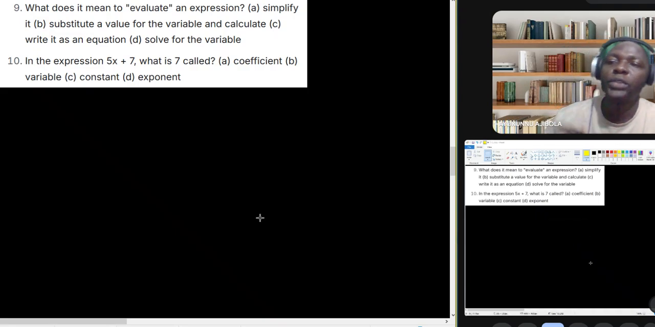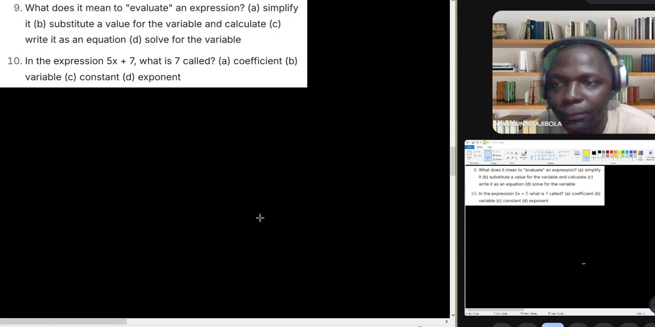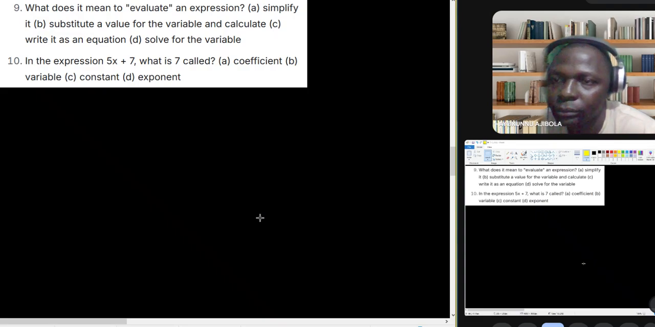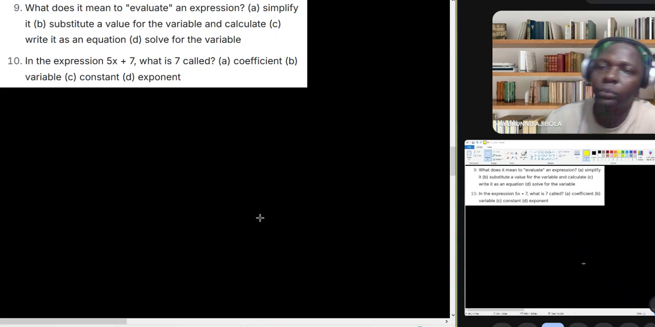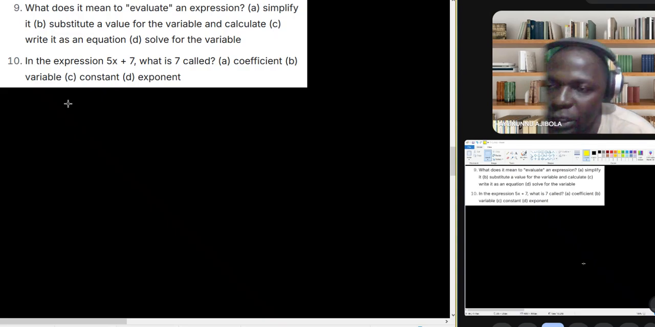The first one says, what does it mean to evaluate an expression? Read the options. Simplify it. Substitute a value for the variable and calculate. Write it as an equation. Solve for the variable. So it's talking about an expression, right? What did you say you want to do? Evaluate an expression, right?